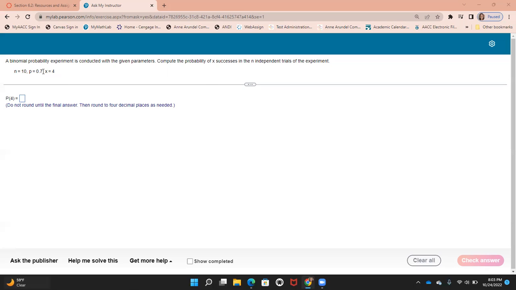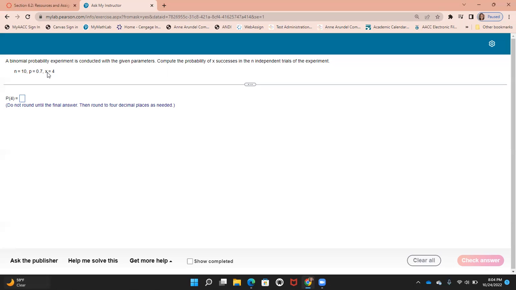It doesn't have to be an actual success. So let's say it's the probability that you get stuck in traffic. So you have a 70% chance that you get stuck in traffic every day for 10 days. And then this particular problem wants to know what's the probability when X equals 4? So what's the probability that you get stuck in traffic out of those 10 days exactly 4 times? You don't have to contextualize it that way.